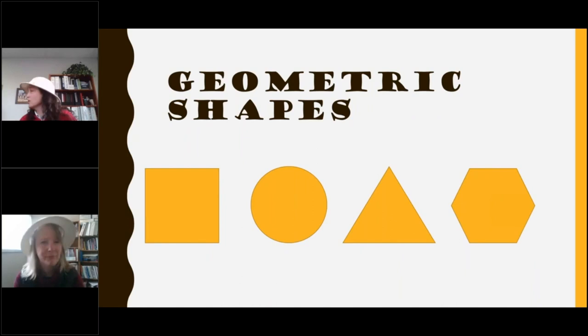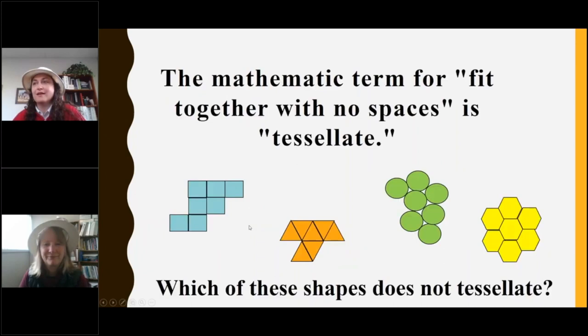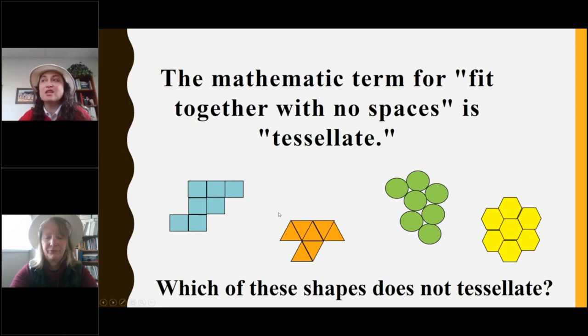Okay, Dawn, it's working. So here are geometric shapes. Can you say them with me? Square, circle, triangle, and what's that one? The hexagon, right? All right. Now, I want to teach you a new vocabulary word. It's called tessellate. Can you say tessellate? Yes. Shapes that tessellate fit together with no spaces. And so this is a tessellation. Is this a tessellation? Yes, it is. Is this a tessellation? Oh, see the spaces in there? No, that's not a tessellation. How about this one? Do these shapes fit together with no spaces? Yes, it's a tessellation.